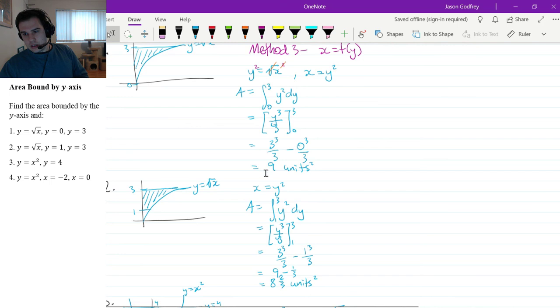And of course, if you ended up with a negative number, just like with areas bound by the x-axis, you'd need to take the absolute value. So of course, it's a positive value.